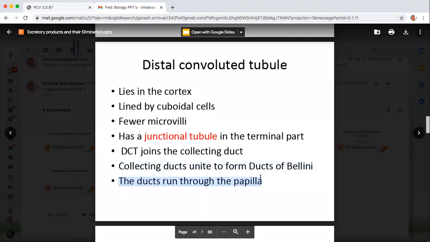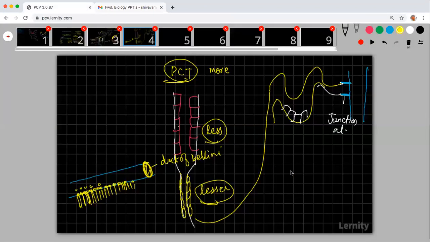The duct runs through the papilla. So you have this renal papilla here, no? All these collecting tubules will be running through the papilla. So it will be passing through this, and it will come.